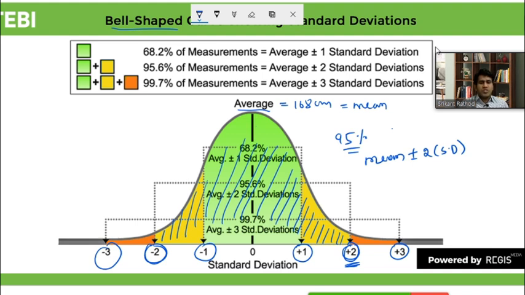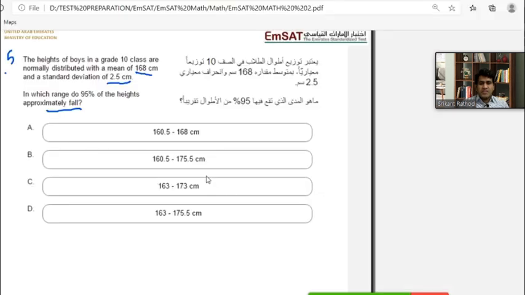Let's move back to the question and understand. We know that the mean is 168. As per the question, mean is 168, and I have to represent plus or minus 2 times the standard deviation. I'm taking 2 times because it is 95%. Please remember, these are fixed values. If they are asking about approximately 68%, then you take the standard deviation as 1, for 95% the standard deviation as 2, for 99.7% the standard deviation as 3, and so on.